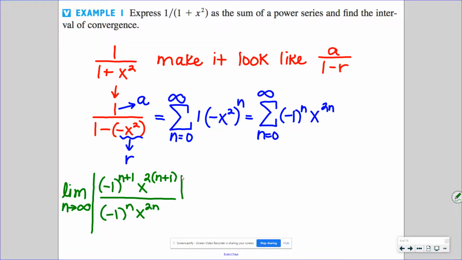Remember, you don't have any outer inner to do this time, but remember you do need to break things apart to try to simplify. What can we do? Well, the negatives will go away because we're doing an absolute value. We could make this x to the 2n plus 2, which let me go ahead and just break up. That would be x to the 2n times x squared over x to the 2n, which now those are going to cancel.